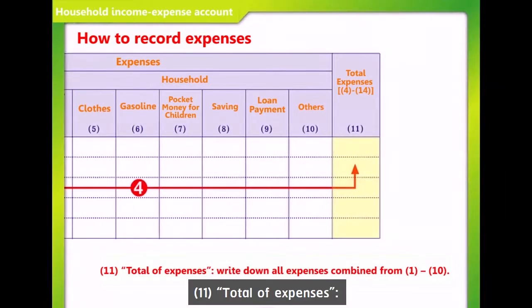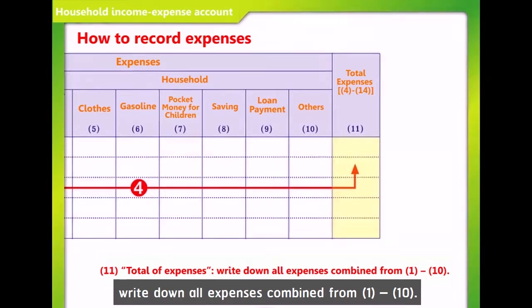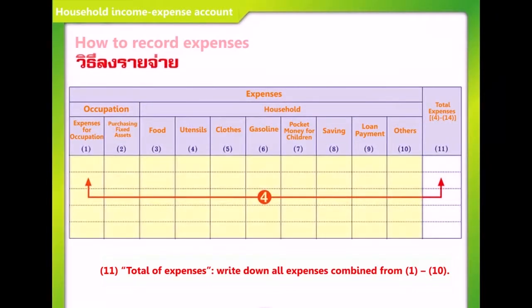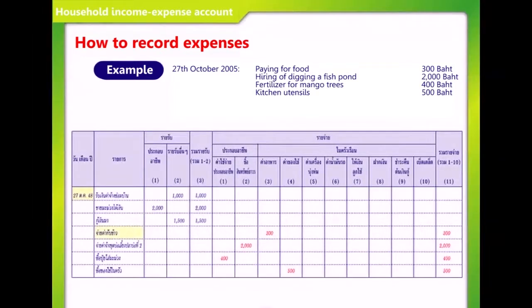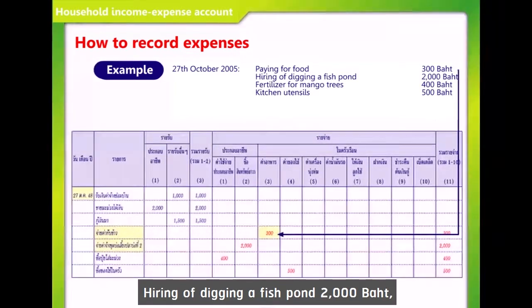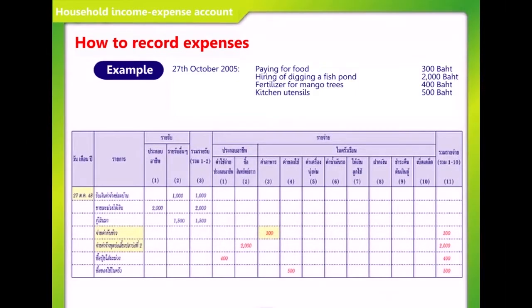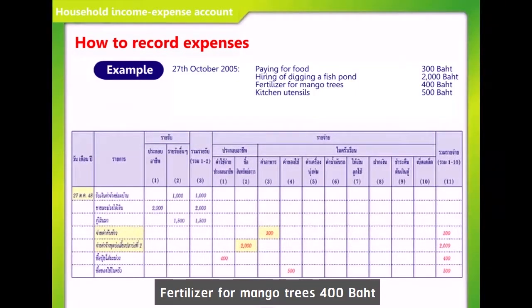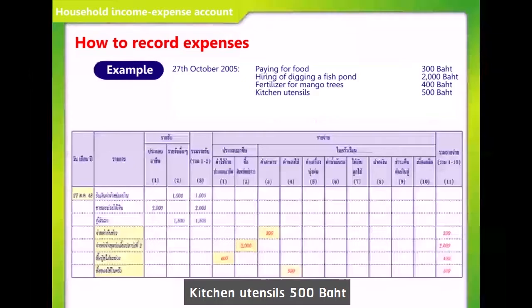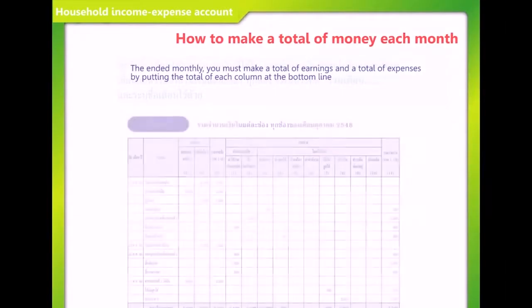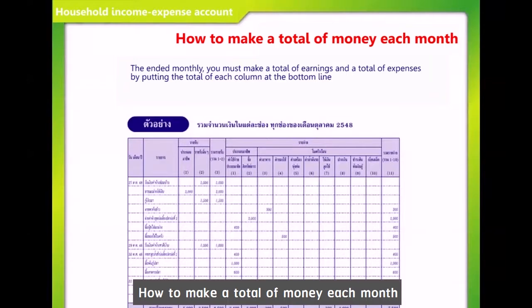11. Total of expenses. Write down all expenses combined from 1 to 10. For example, the 27th of October 2005, paying for food 300 baht, hiring of digging a fish pond 2,000 baht, fertilizer for mango trees 400 baht. Kitchen utensils, 500 baht.